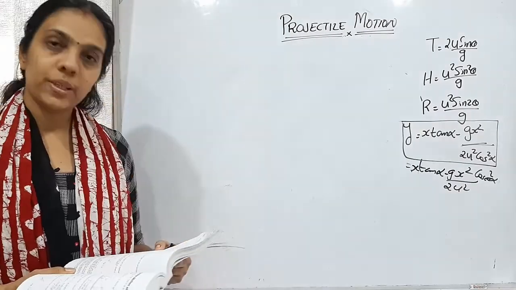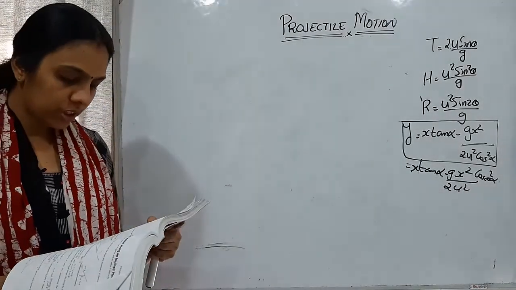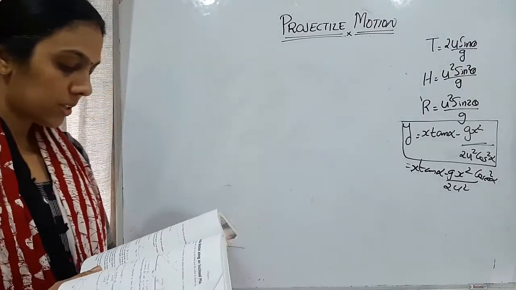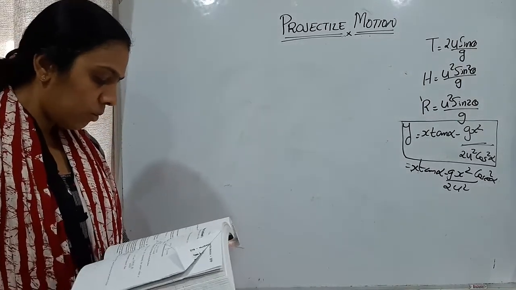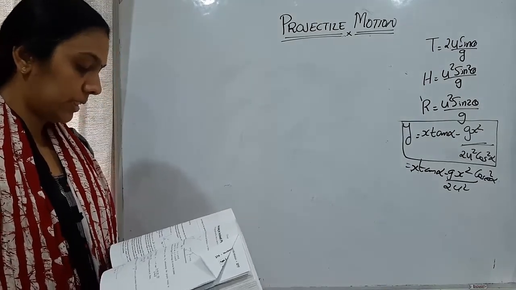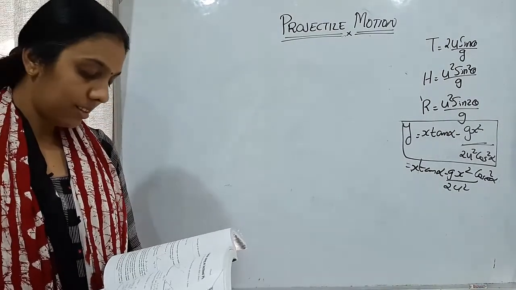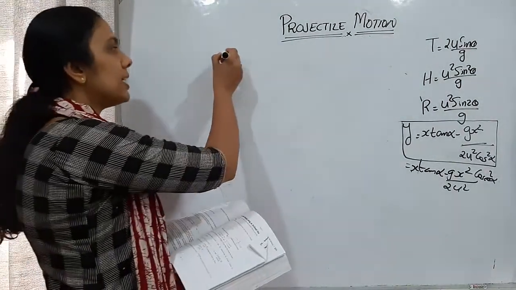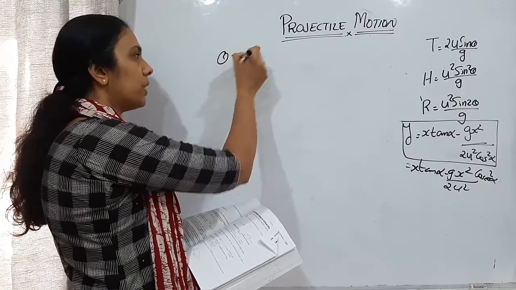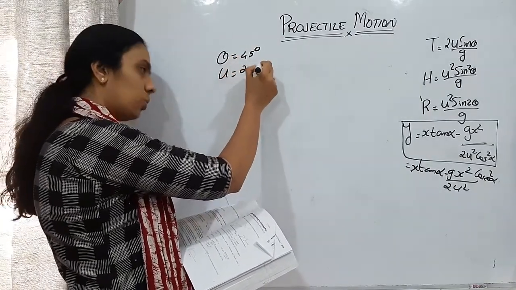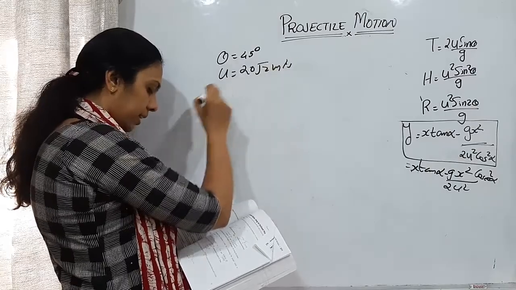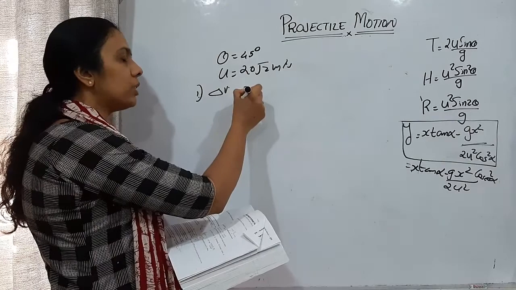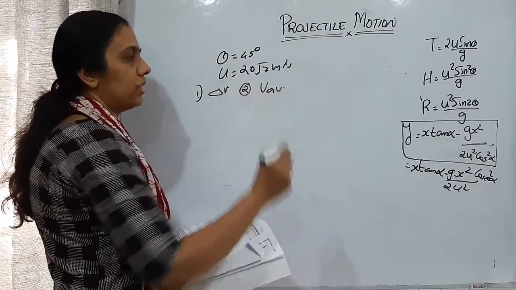Clear? So the next question is, a particle is projected from the ground at an angle of 45 degrees with initial velocity 20 root 2 meter per second. Find the change in velocity. It is the same question, actually; the initial conditions are the same. Its angle is 45 degrees and it is thrown with a velocity of 20 root 2 meter per second. We need to find the change in velocity, and the magnitude of the average velocity and the direction are asked.